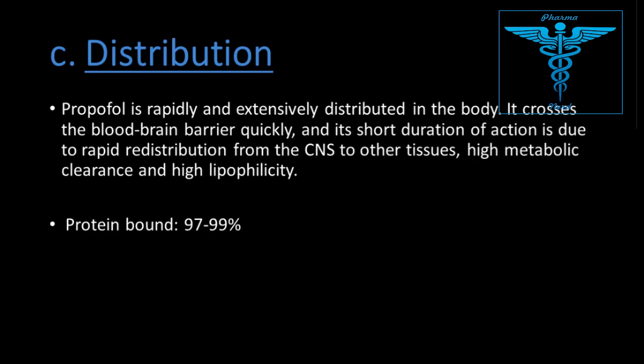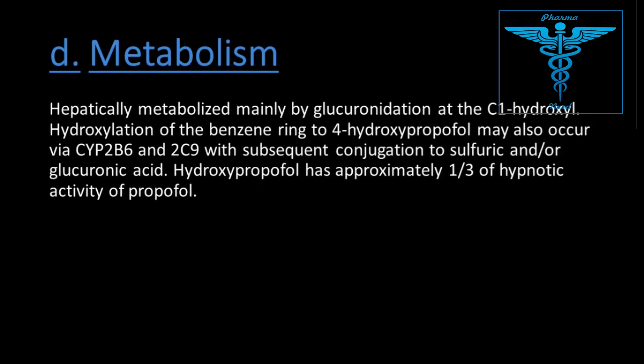Distribution: it is rapidly and extensively distributed in the body, and it crosses the blood-brain barrier very quickly in a short duration of time. The protein binding of propofol is 97 to 99%. Metabolism: propofol is metabolized through glucuronidation, hydroxylation and conjugation, resulting in hydroxypropofol, which has approximately one third of the hypnotic activity of propofol.